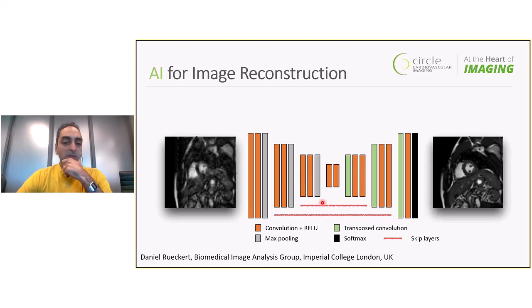So this is very similar to an autoencoder. However, the input and the output are not the same. The input is the undersampled K-space data, and the output tends to be the original.